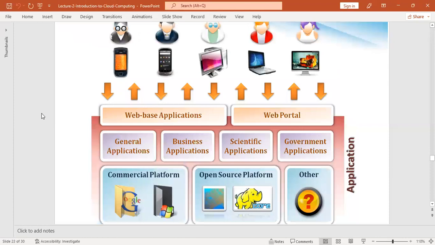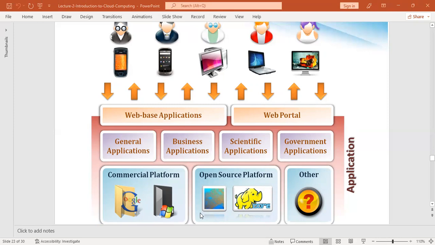And the third important model is basically the application one, which is very important and which has been in use by a lot of different firms. It is a kind of capability provided to the consumer that it can deploy onto the cloud infrastructure, or the consumer actually doesn't have to do a lot of things.